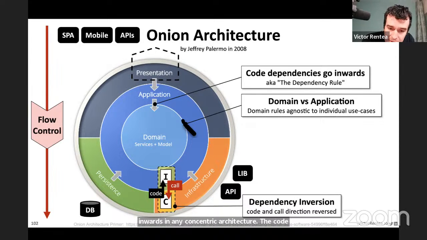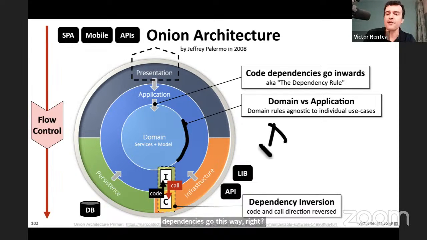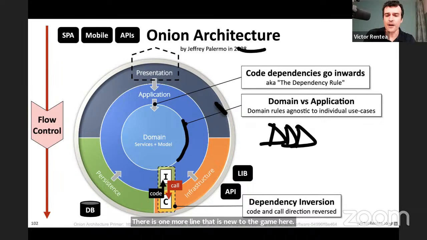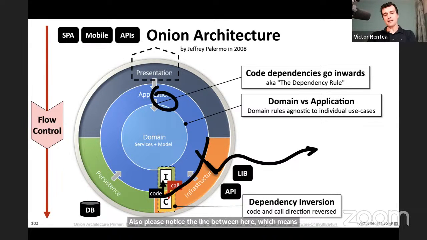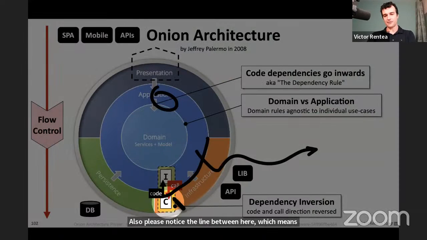There is one more line that is new to the game here. Probably under the influence of domain-driven design, Jeffrey Palermo added the separation between the domain and the application, which is very interesting. It tries to say: keep the stuff that has to do with your core rules in one place and keep the use cases on the other side. Don't promote anything to the domain unless you need to, we're going to debate this. Also, please notice the line between here, which means that an application, if you want to go to some API, needs to do this kung fu with an interface and an adapter implemented backwards.